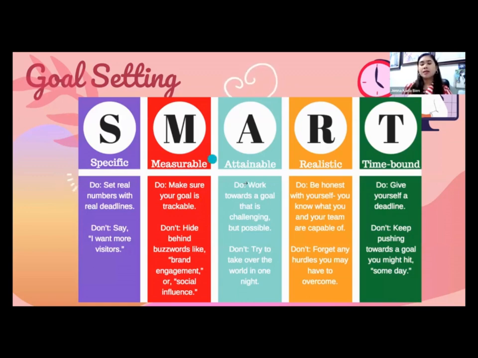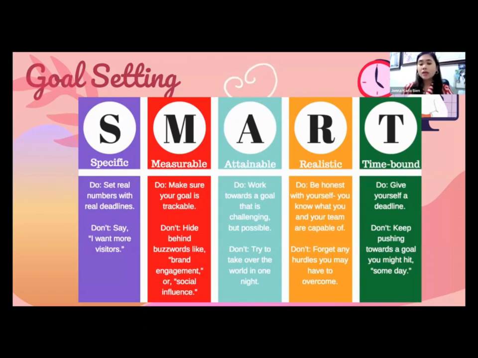Okay? And attainable, work towards a goal that is challenging but possible. Don't try to take over the world in one night, right? Same thing when we give homeworks or activities to our students. That is why when you set tasks, you also have to try it, not just saying, I was able to finish it within 30 minutes. Of course, you are the teacher. You are expected to finish that quickly, especially since you have to master what you are teaching and the test that you are giving them. You have to be well versed about that, right? So approximate that it's your students who are going to answer that.